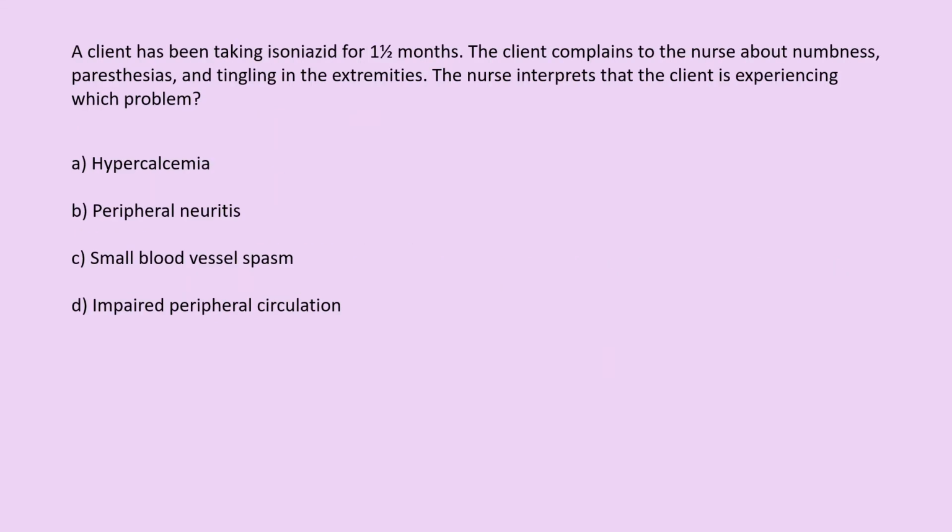A client has been taking isoniazid for 1.5 months. The client complains to the nurse about numbness, paresthesias, and tingling in the extremities. The nurse interprets that the client is experiencing which problem? A. Hypercalcemia. B. Peripheral neuritis. C. Small blood vessel spasm. D. Impaired peripheral circulation.